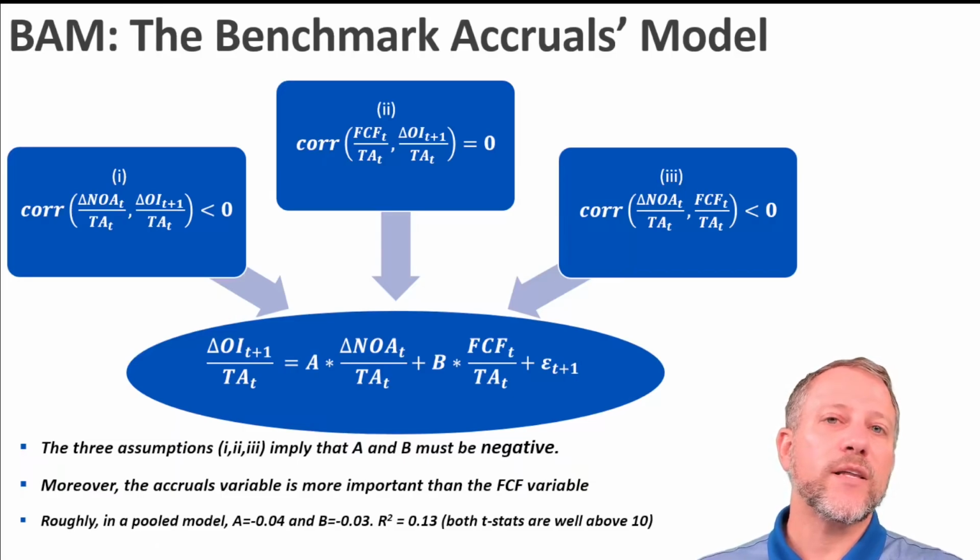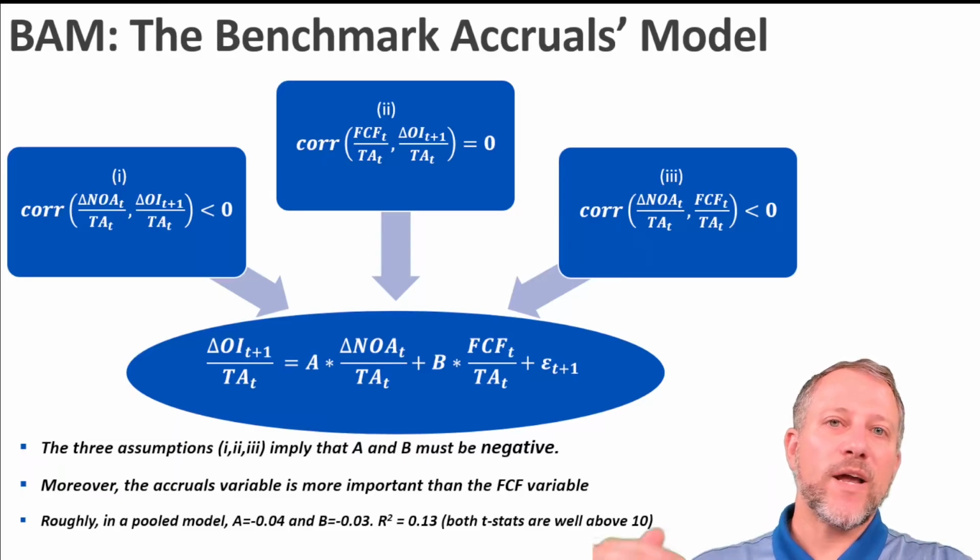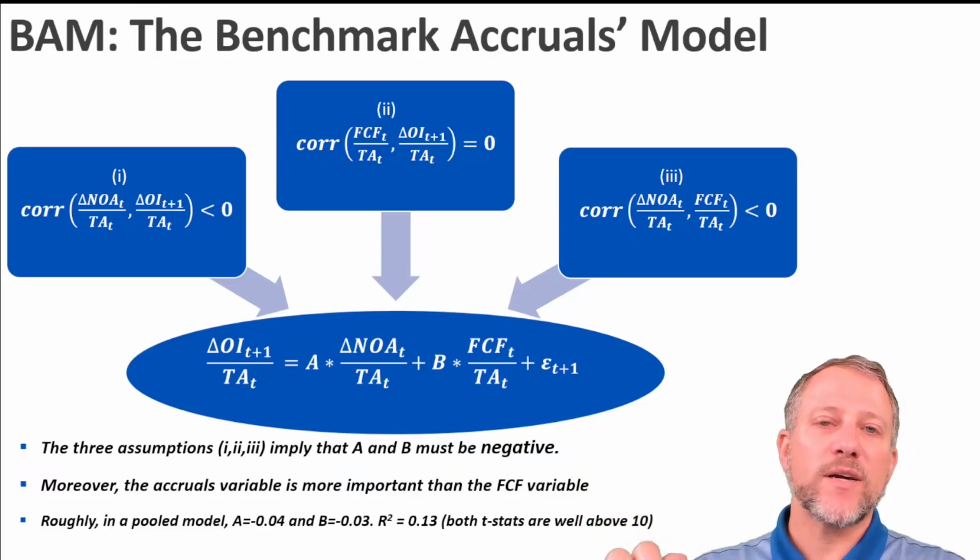It's more likely that there's been aggressive accounting going on when we see both positive NOA and positive free cash flows. Compare that with the normal situation where positive NOA is often accompanied by negative free cash flows. Those two effects are going to balance each other out, and we're going to be back sort of at that equilibrium perspective where earnings are a random walk and they're unpredictable.